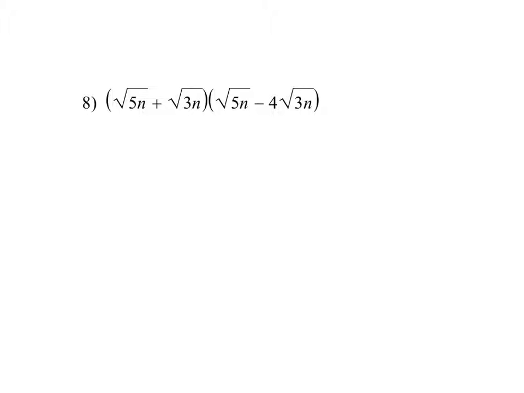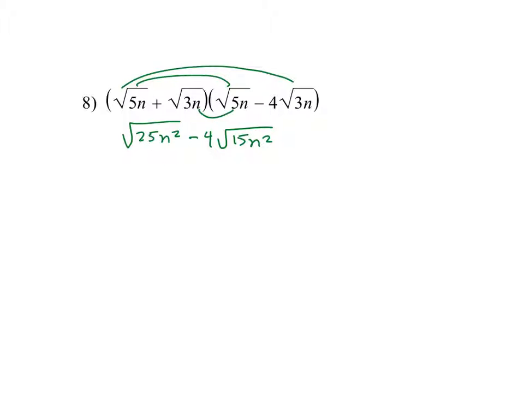Next one, again, I'm going to distribute. So the square root of 25n squared, right? Minus 4 square root of 15n squared. This 2 right here. So plus the square root of 15n squared minus 4 square root of 9n squared. Right, so this first one I can simplify to 5n minus 4 absolute value of n, because I can find the square root of n squared right here, plus the same over here, absolute value of n.